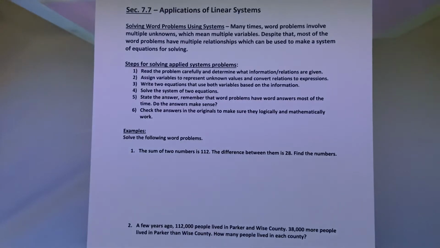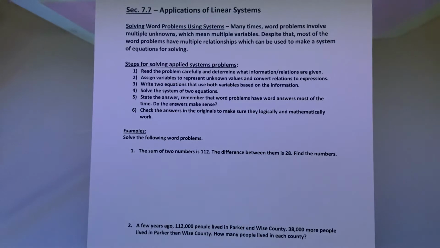Okay, intermediate chapter 7 concludes with word problems using linear systems. So word problems can involve multiple unknowns, multiple variables. Despite that, we can usually use systems of equations to solve them. So we're going to read the problem, assign variables to our unknowns, try to find the two equations that we're going to use, solve the system, state the answer, and try to state it in words to make sure it makes sense. So we'll start with some basics.